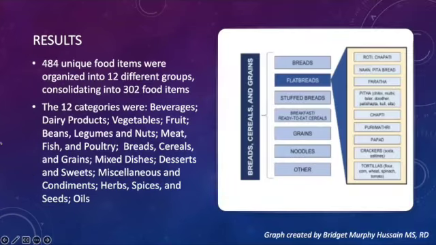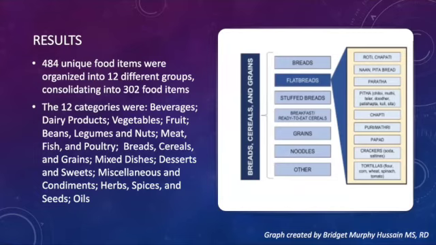All right, so results. We gathered 484 unique food items, and they were organized into 12 different food groups, which consolidated into 302 food line items. For example, an orange and a clementine can share a line, stuff like that.